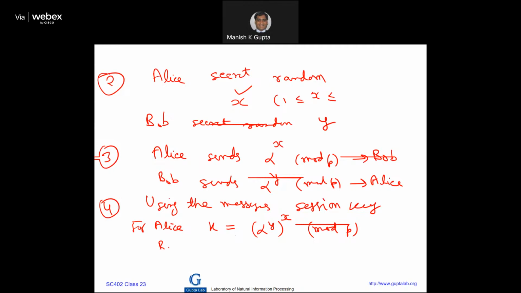And for Bob, the session key will be alpha raised to power X, because Bob has alpha raised to power X, right? Raise it to the power Y, the secret Y. So both have the same key, right? The key is the same to both of them, right? So basically, once they obtain K, the session key, they can, for example, use the middle 56 bits out of this K.